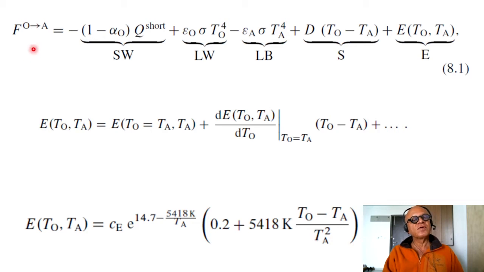Okay, so looking again at our flux formulation from the ocean to the atmosphere in terms of short wave, long wave going out, back long wave back radiation coming back from the atmosphere into the ocean, sensible heat loss and latent heat loss. Let's jump directly to how we would worry about evaporation or latent heat loss.